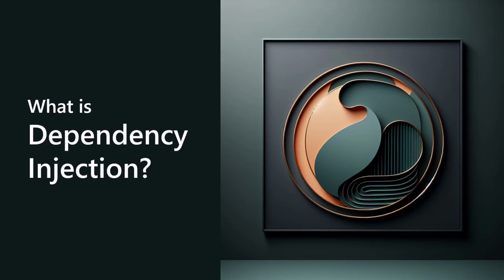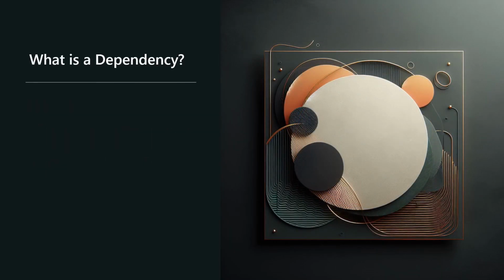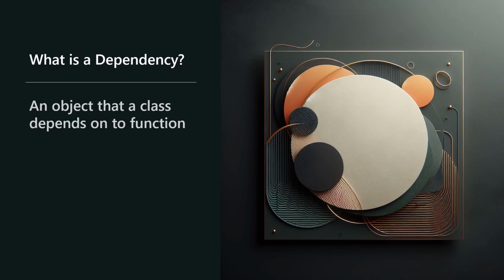Today we're going to be answering the question, what is dependency injection? To do that, let's first understand what both of those terms mean. So what is a dependency? Well, a dependency in programming terms is an object that is an instance of a class that another object depends on. Let's look at an example to understand what that means better.